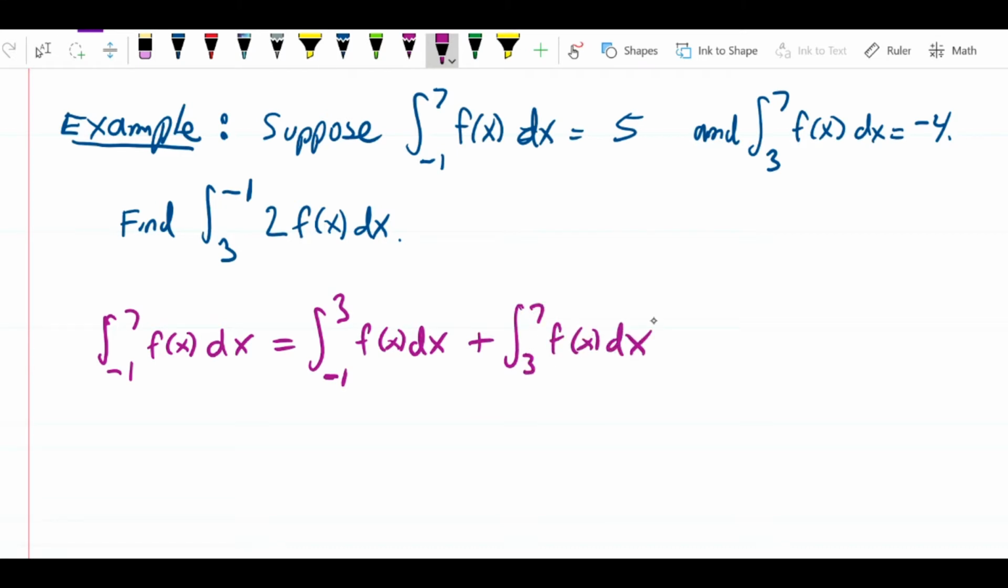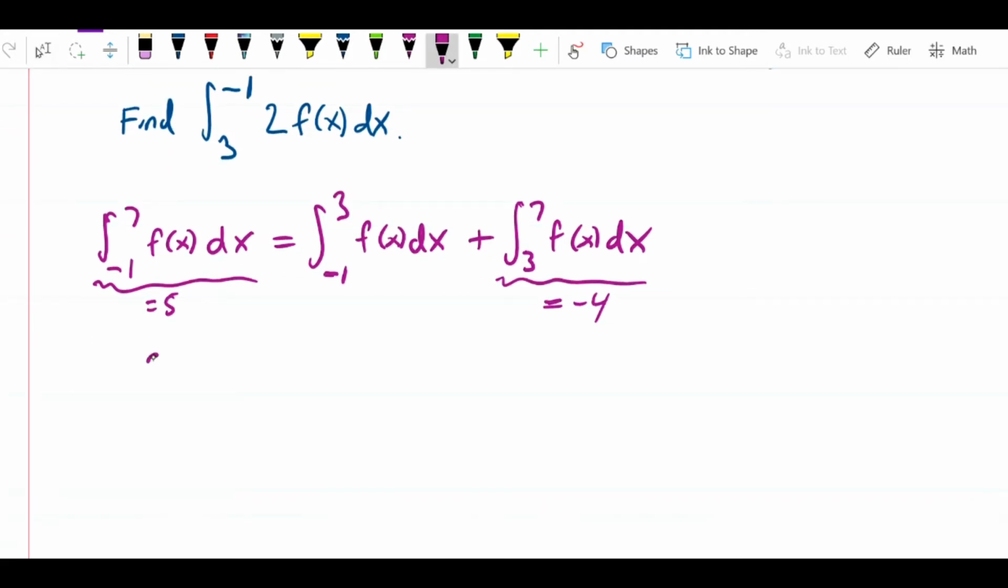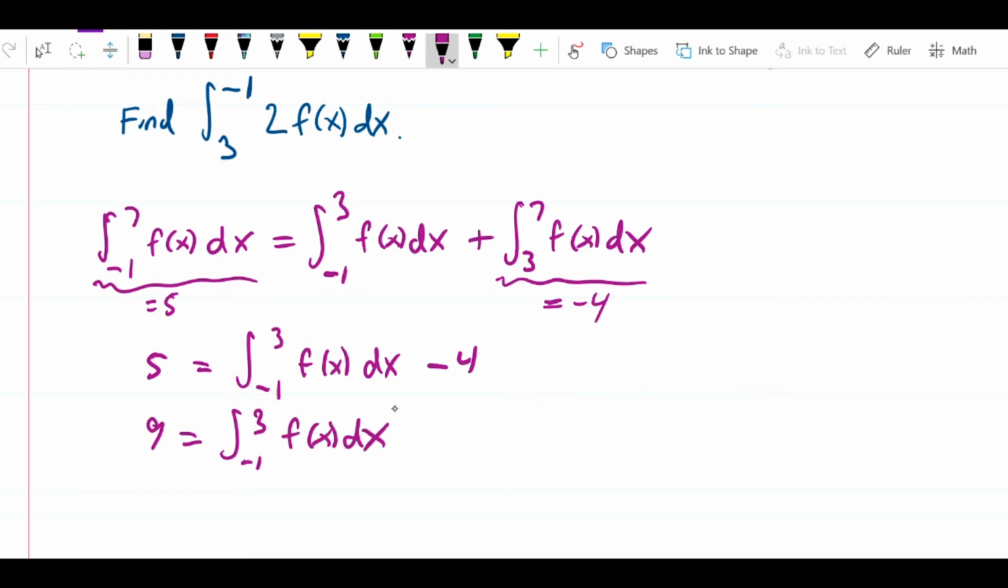And we know a few of these values. In other words, we know that this is a given, equal to 5, and this, which is also a given, is equal to -4. So we can rewrite this equation as 5 equals the integral from -1 to 3 of f of x dx plus, or sorry, I should say -4. This is a true statement, so I can add 4 to both sides and say that therefore 9 is equal to the integral from -1 to 3 of f of x dx, just by adding 4 to both sides of the equation.